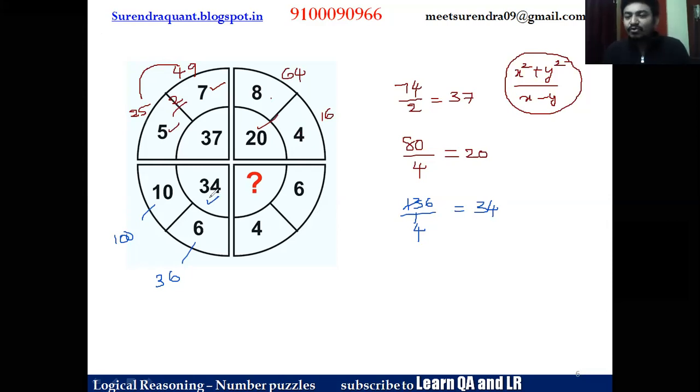Now let us try to do the same thing for the fourth block. So 4 square 16, 6 square 36, sum is 52. And what is the difference of 6 and 4? Difference is 2. If you do this, the missing term is 26. Right? Let's go for next idea.